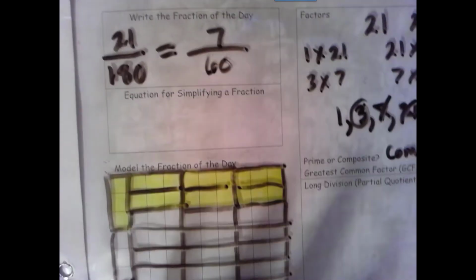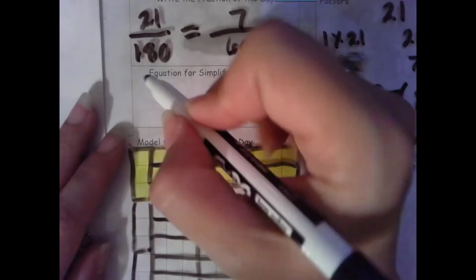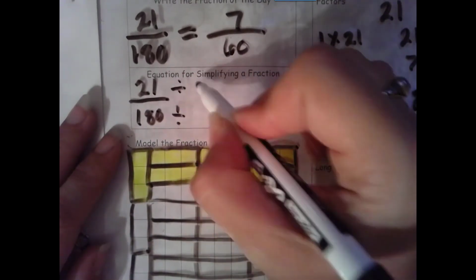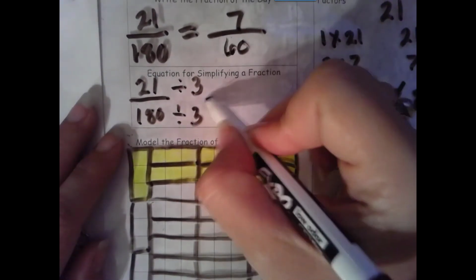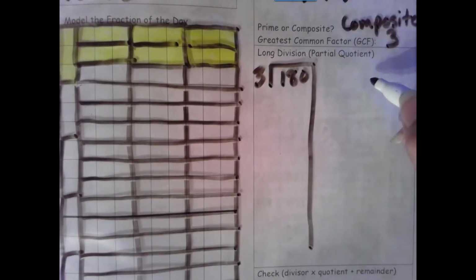Okay, now that I've proved the division with my model, because I did divide it into groups of 3, now I'm going to do it with my algorithm. I'm going to divide by my greatest common factor, the shaded area I put into groups of 3, the whole thing I put into groups of 3. I'm always going to divide by the same amount, and it has to work for both. Otherwise, I can't use it. So I did 3, and then here.